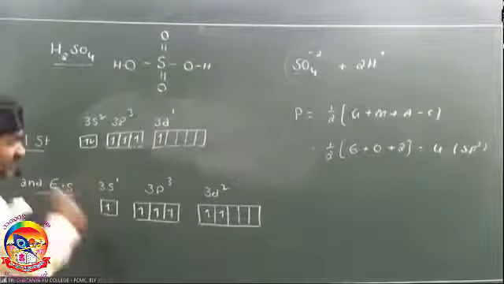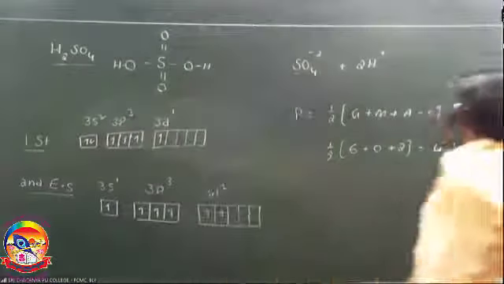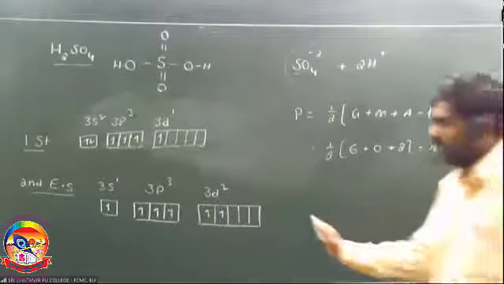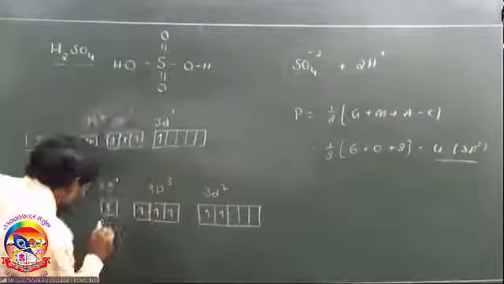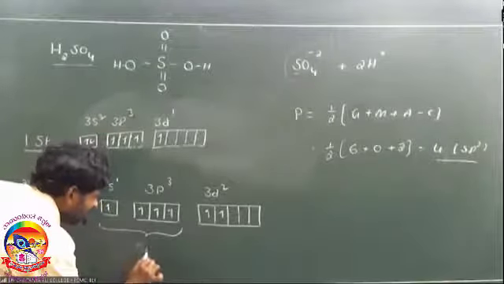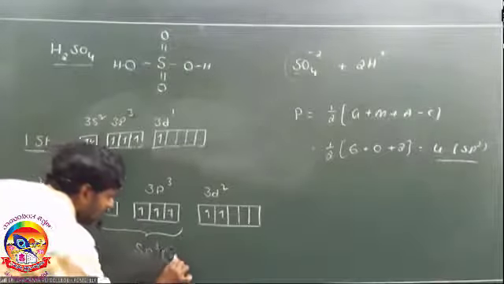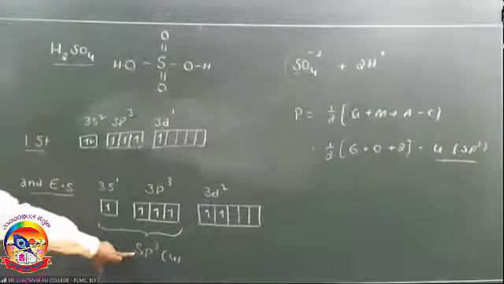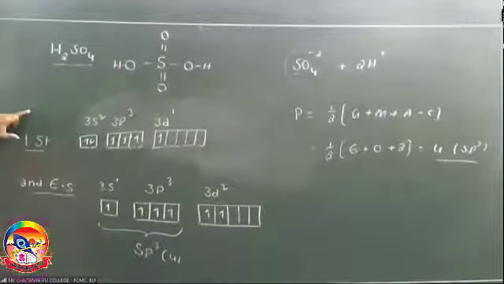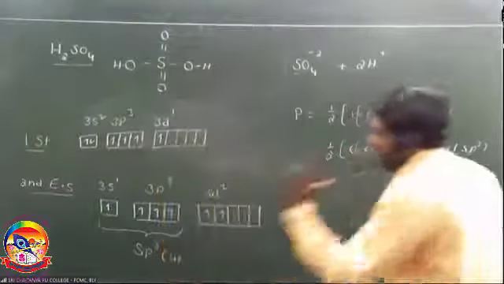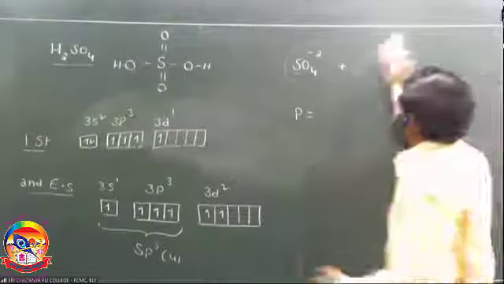So in this second excited state, what is the hybridization of sulfur? sp3 hybridization. 5 half-filled orbitals are available. Out of these 5, only 1 s orbital and 3 p orbitals are involved in hybridization. So what is the hybridization of sulfur in sulfuric acid? sp3. In which state: the ground state, the first excited state, or the second excited state? sp3 hybridization in the second excited state is correct.